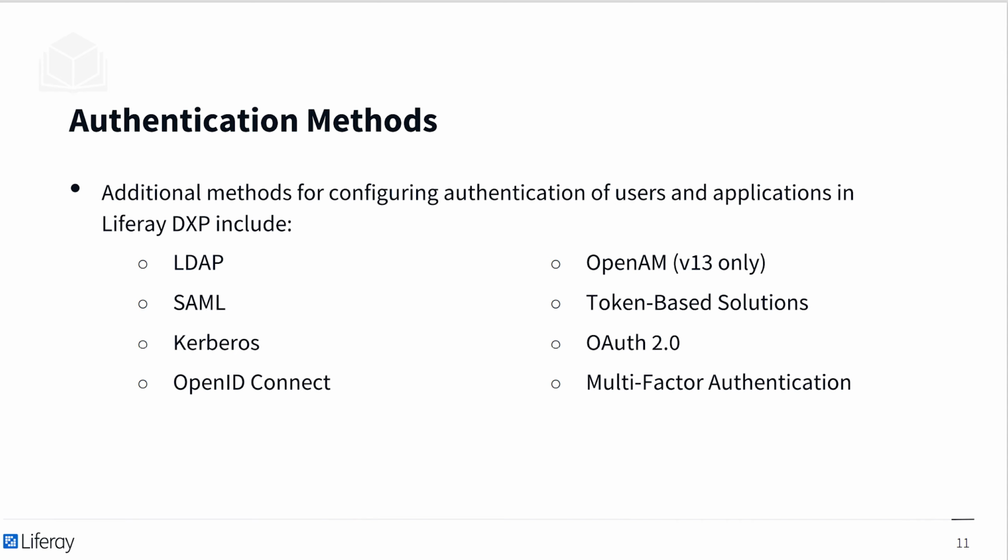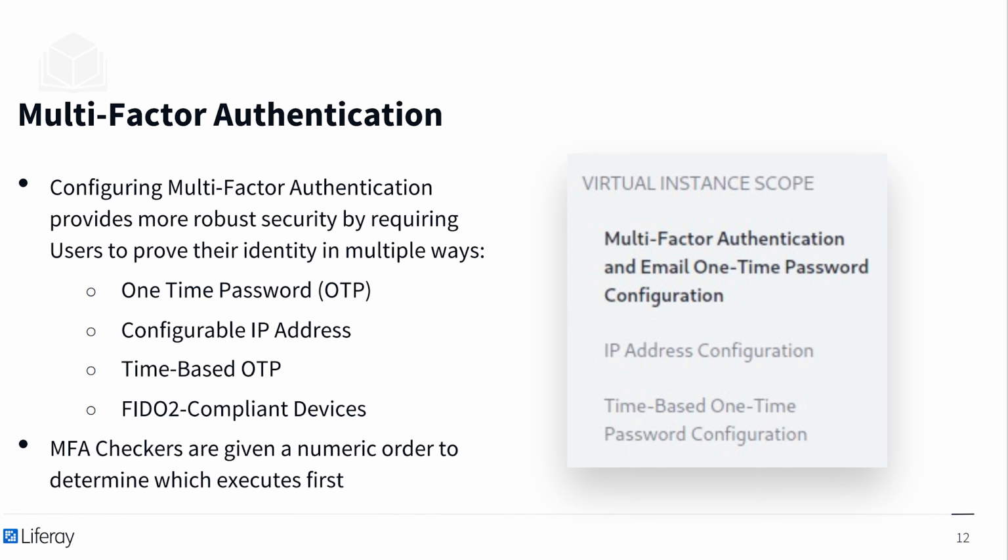Configuring multi-factor authentication provides more robust security by requiring users to prove their identity in multiple ways, including one-time password, configurable IP address, time-based OTP, and FIDO2 compliant devices. To use MFA, one-factor forms of authentication, such as Basic Auth, Digest Auth, or WebDAV, should be disabled. One-time password is the default factor and requires a working mail configuration to send the OTP to users via email. Enabling MFA without a working mail server will lock everyone out of the system.